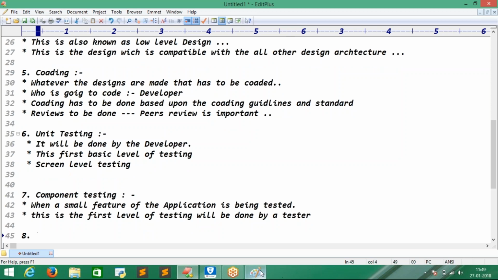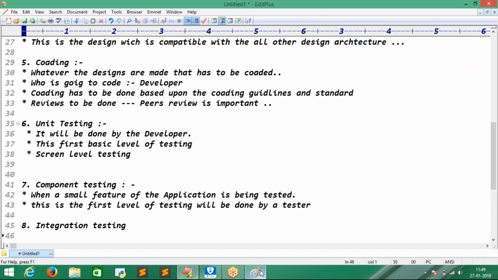After component testing, we have integration testing. What do you mean by integration testing? When I say integration testing, let's say I want a particular application to be tested. Clear? I want a particular application to be tested. Now, what should I test?